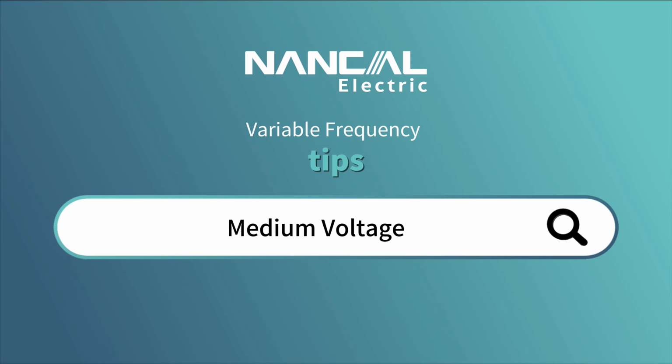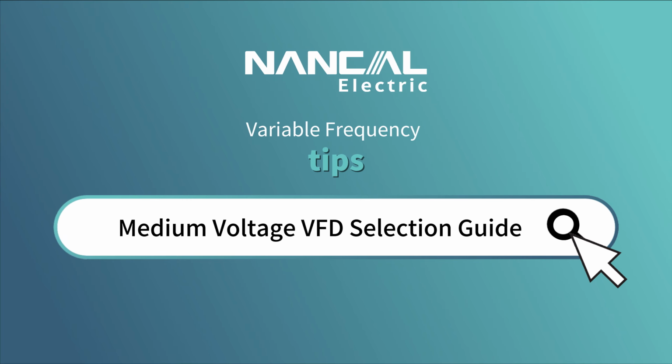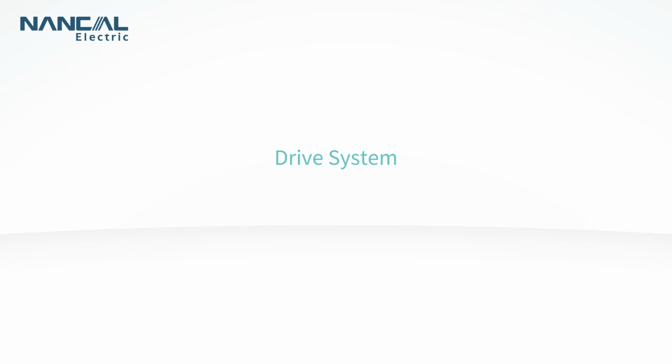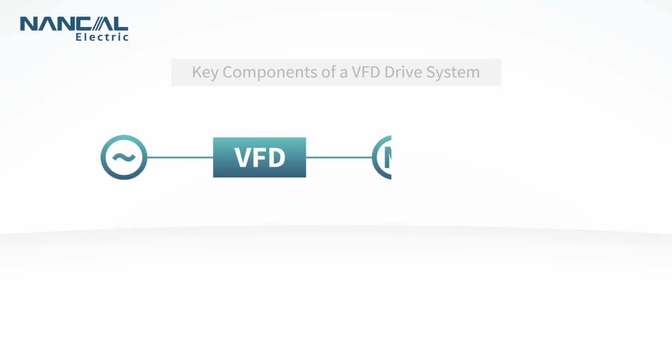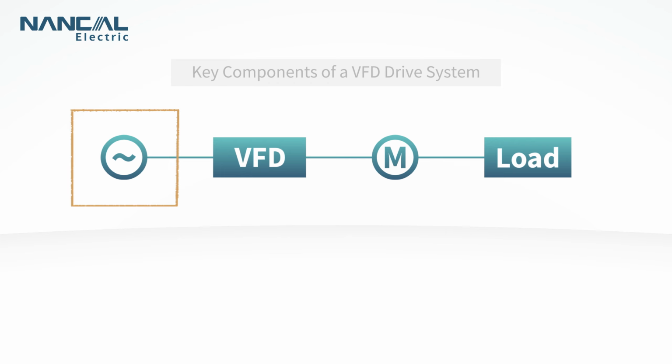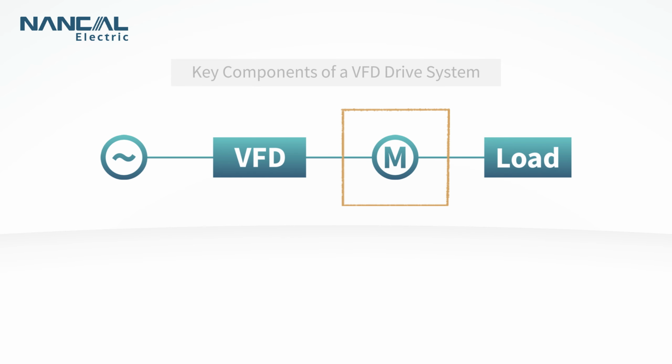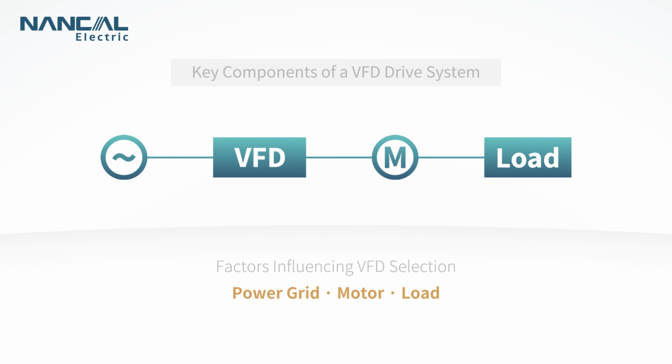Today, we will focus on the outline selection of medium voltage VFDs. Before we begin, let's briefly review the drive system. A drive system primarily consists of the power supply, the VFD, the motor, and the load. As the diagram shows, the VFD's input connects to the power grid, and its output connects to the motor, which drives the load. Therefore, these three components are the primary factors influencing its selection.